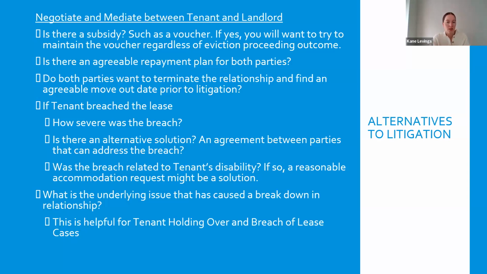And you'll want to see, is there an alternative solution? This kind of goes to reasonable accommodation, which I will get to, I think, next. But can there be an agreement between the parties to address the alleged breach? So if the breach was that the tenant had unauthorized occupants living in the property, maybe the alternative solution would be that they prove that these people have vacated, and the tenant signs a memorandum of understanding or signs something that says that they won't have any other unauthorized occupants staying for extended periods of time.